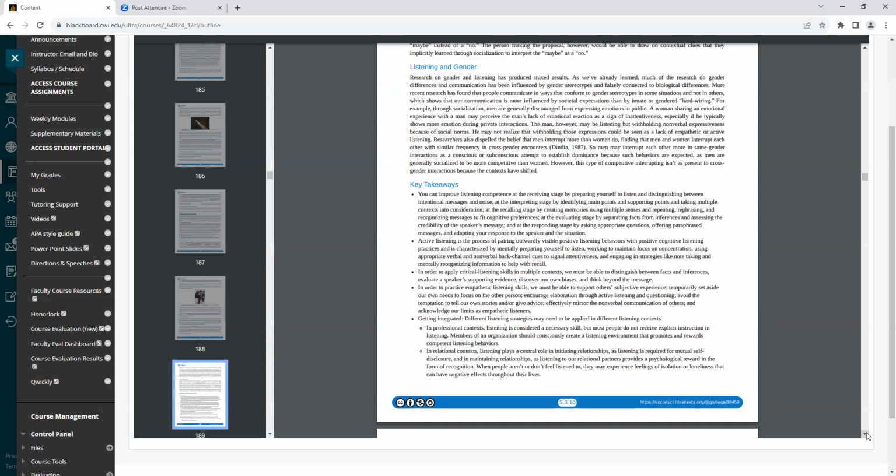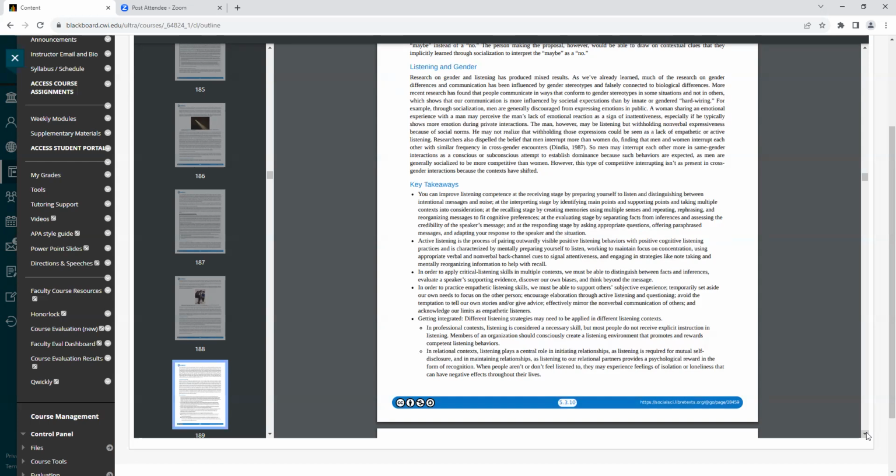For example, through socialization, men are generally discouraged from expressing emotions in public. A woman sharing an emotional experience with a man may perceive the man's lack of emotional reaction as a sign of inattentiveness, especially if he typically shows more emotion during private interactions. The man, however, may be listening but withholding nonverbal expressiveness because of social norms. He may not realize that withholding those expressions could be seen as a lack of empathetic or active listening.